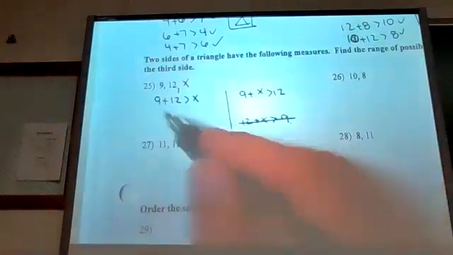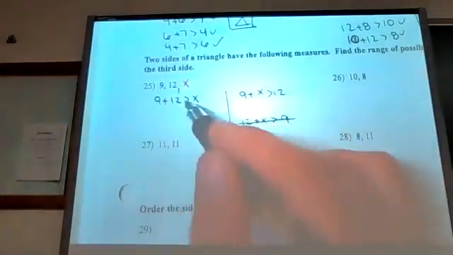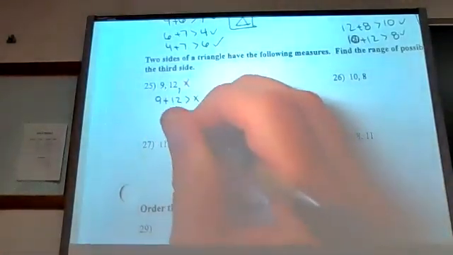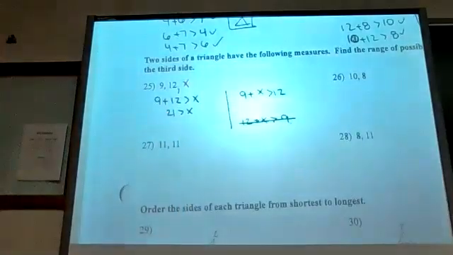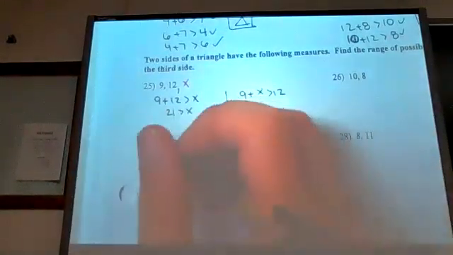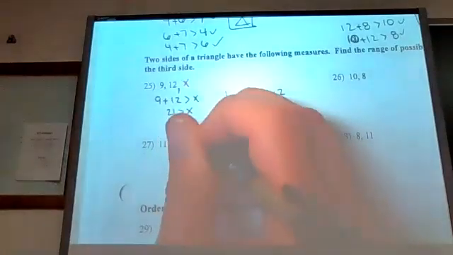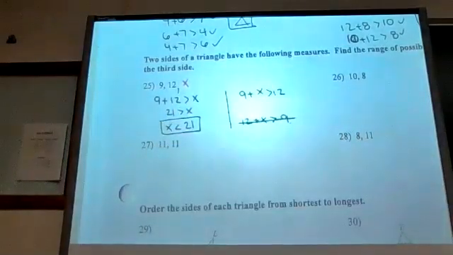So looking at the first thing I need to consider, adding those together, that gives me 21 is greater than X, or rewriting that so that my variable comes first, X has to be less than 21. Okay, that's one restriction that I have on that third side. It has to be less than 21 for this to work.